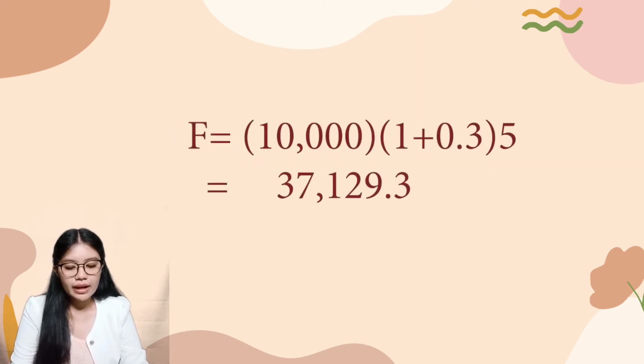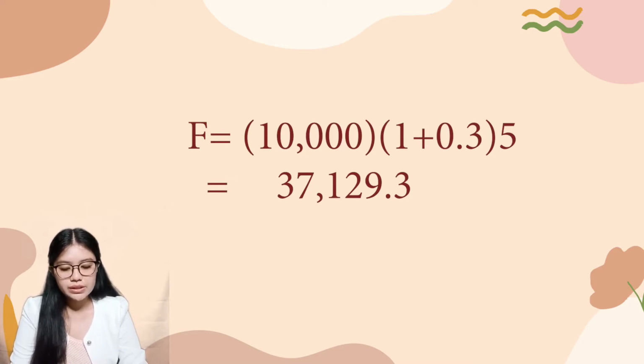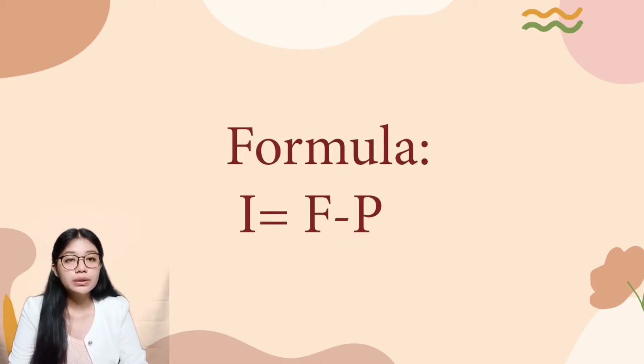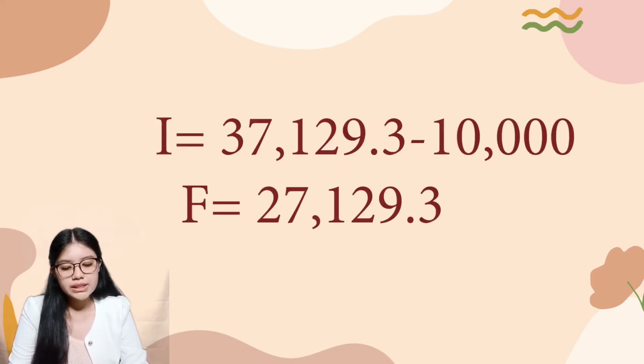F equals 10,000 pesos multiplied by (1 plus 0.3) to the power of 5, and it is equal to 37,129.3. In finding the future value, we also need to find the income. And the formula for income is I equals F minus P. I is equal to 37,129.3 minus 10,000, and it is equal to 27,129.3.